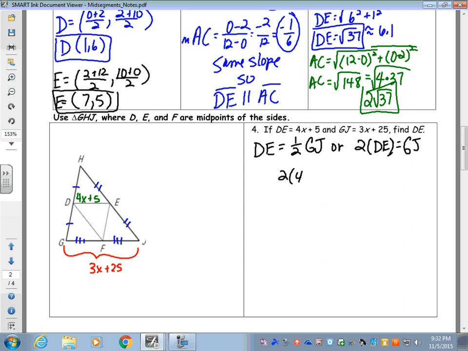I'm going to do 2 times the 4x plus 5 is going to equal the 3x plus 25, and we're just going to solve for x. Just distribute. Go ahead and I'll give you some time to do that. Distribute and solve for x. I know you can do this.